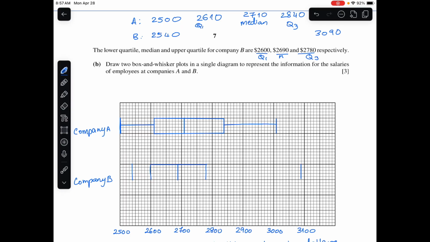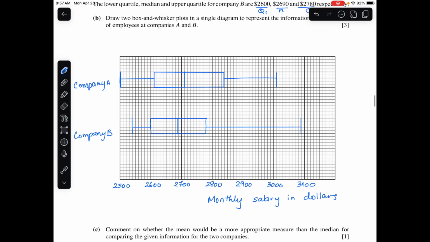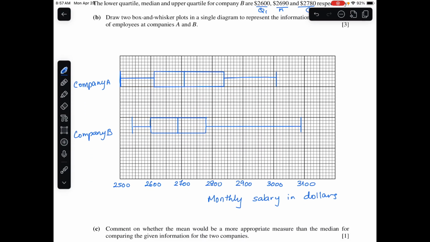Connect the box and draw the whiskers. Okay, so that's the answer for part B.